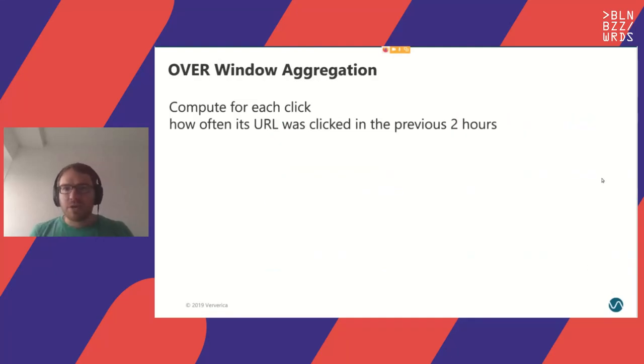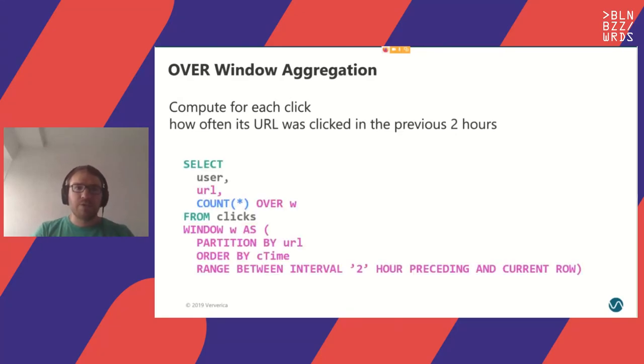So one example of what you can do with these over windows: imagine we have this clicks table, which gets a new record for every click that a user is doing. Let's say we want to compute for every click that was done, how often this URL was clicked in the previous 2 hours. So we need to perform computation for every input row. We're not reducing the data, but based on a single row, we want to look 2 hours back in time and count how often the URL was clicked. And for this, there is this SQL syntax. Again, this is standard SQL syntax, nothing that we invented. And here you can define a so-called window.